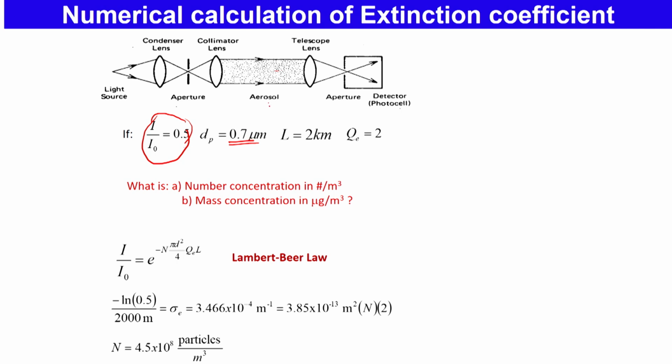So this means we are talking about Mie scattering. And then L, the path length, is 2 kilometers, which means you can write 2000 meter, and then QE is given as 2. For example, as I discussed in the previous equation, QE can be between 0 and 5.